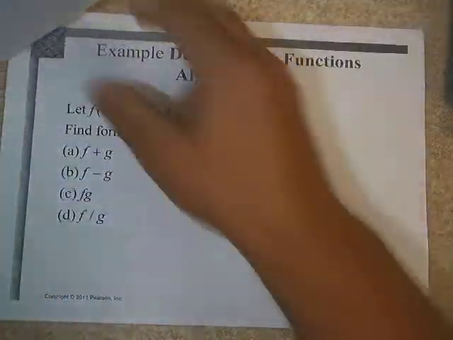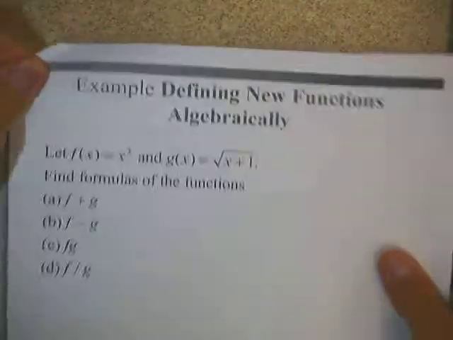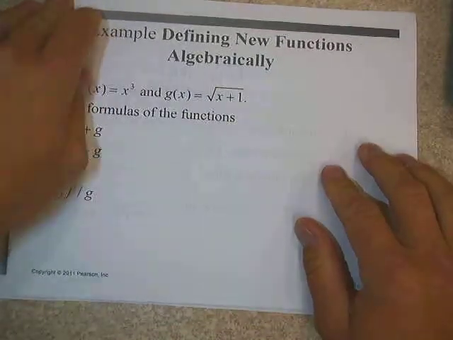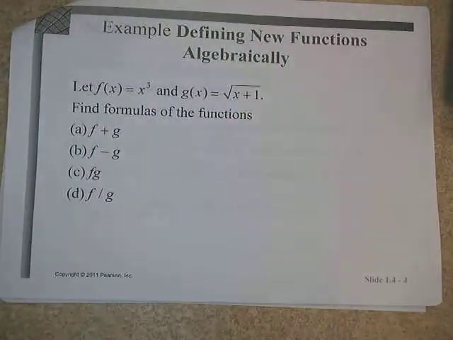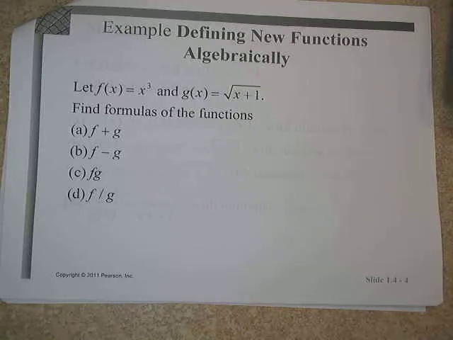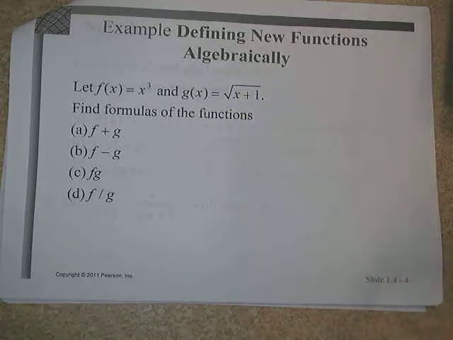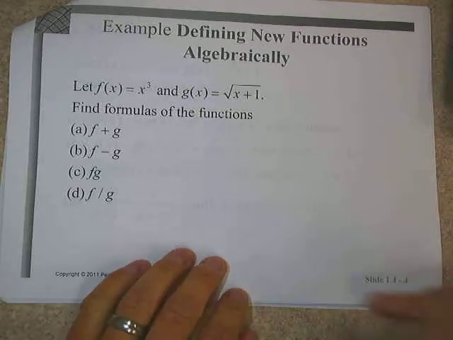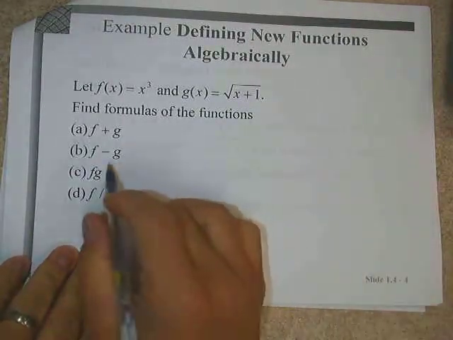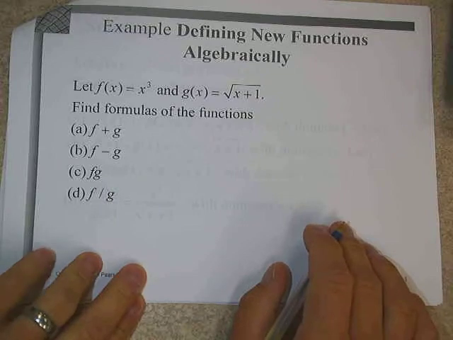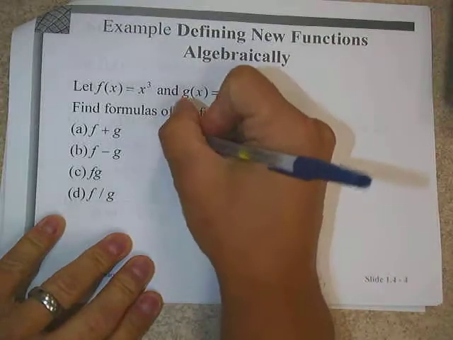So let's take a look at an example here. For the first one, it says we have f of x equals x cubed, and g of x is equal to the square root of x plus 1. And we're going to find formulas for each of these different types, okay, which are the 2 added together, subtracted, multiplied, and divided. So let's start with the added.